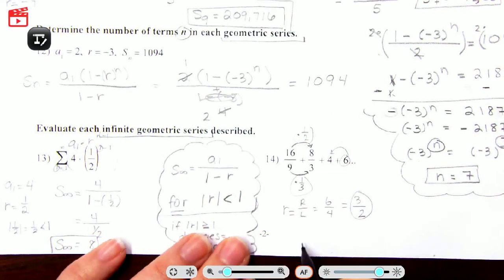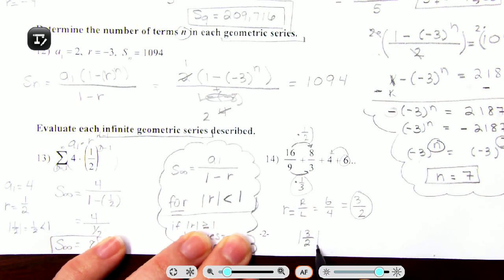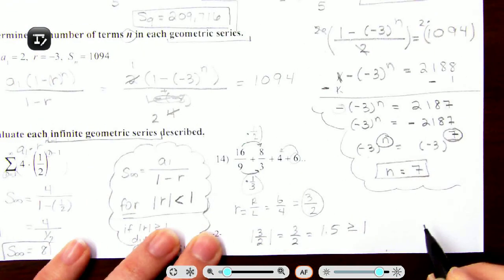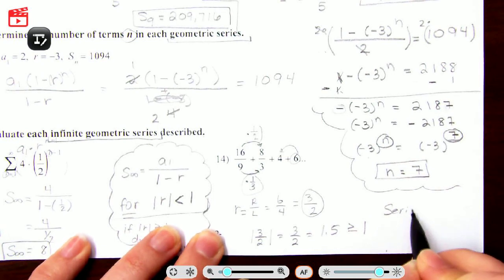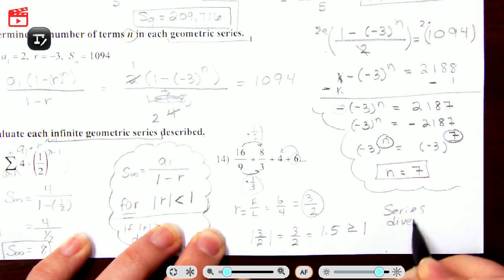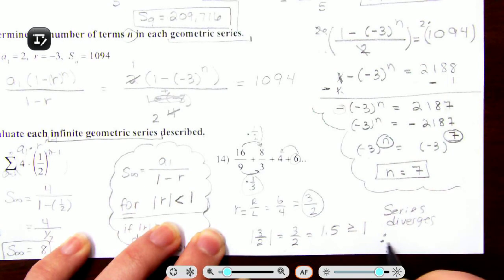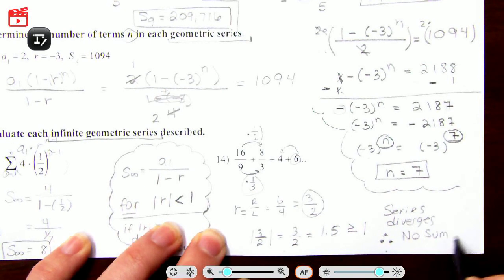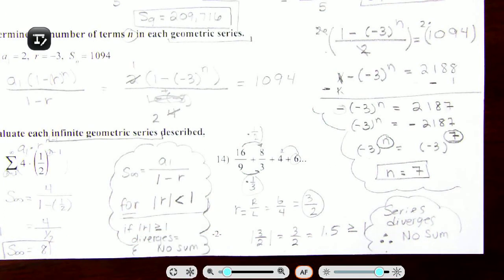Now before I continue, I'm checking. The absolute value of 3/2 is 3/2, which is 1.5, which is greater than or equal to 1. So that means the series diverges, and therefore, this is no sum. So you actually don't have to do anything in number 14. So having it diverge saves you a lot of time and work.